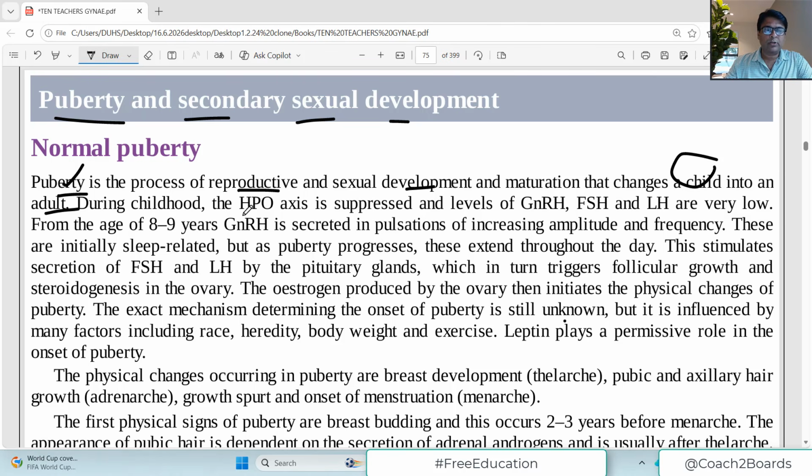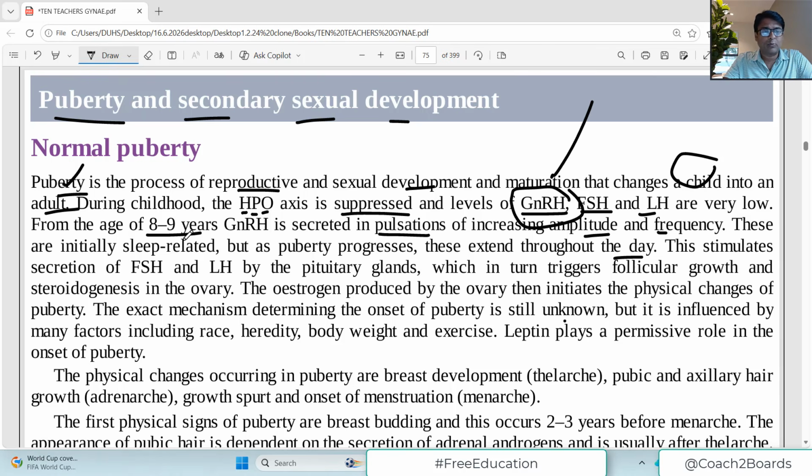And during the childhood, the hypothalamic-pituitary and ovary axis is suppressed, and levels of GnRH, FSH, and LH are all very low, and this is during the childhood. However, from the age of 8 to 9 years, GnRH is secreted in pulsations of increasing amplitude and frequency, and these are initially sleep related, but as puberty progresses, these extend throughout the day. Pulsatile release of GnRH from hypothalamus.